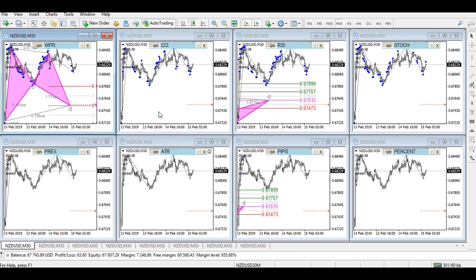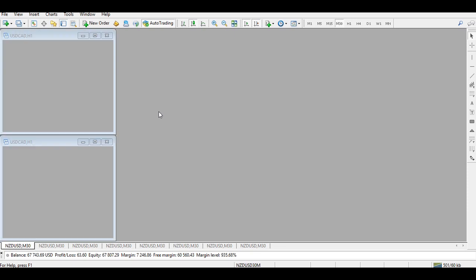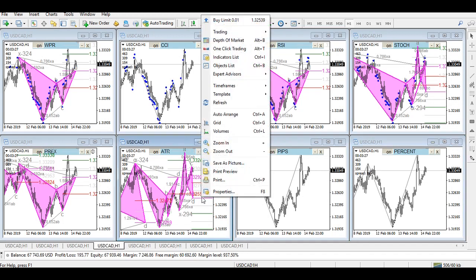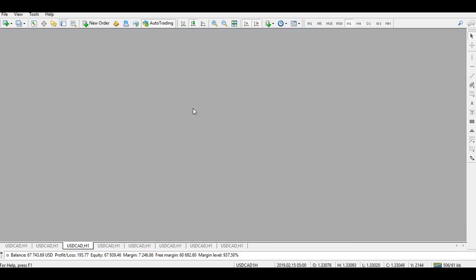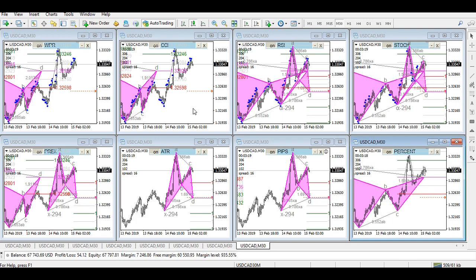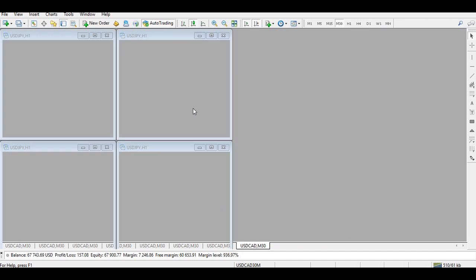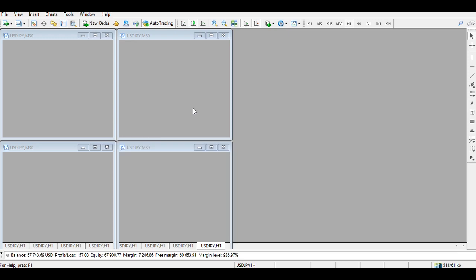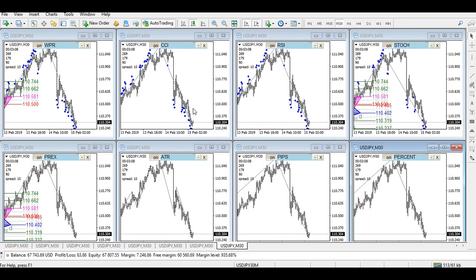Trading alert. This one, Dollar Canadian, was a win, and here's the new pattern that is setting up like this. Going next, Dollar Canadian 30 minutes, the same pattern that I marked on 1 hour. Dollar Yen nothing, and Dollar Yen nothing as well.